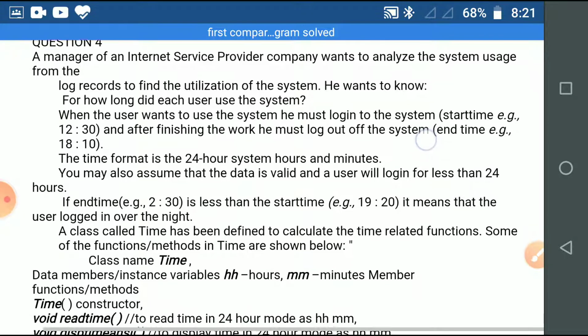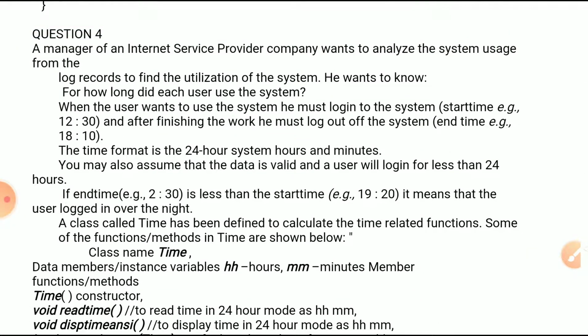The manager of an internet service provider wants to analyze the system usage from the log record to find the utilization of the system. He wants to know for how long each user used the system. When the user wants to use the system, he must log into the system, that is the start time, taken as 12:30, and after finishing the work, he must log off the system, for example, end time 18:10. The time format is the 24-hour system in hours and minutes. You may also assume the data is valid and the user will log in for less than 24 hours.